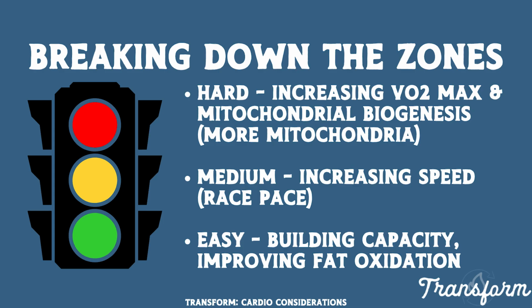So the reason we do all of these, especially we mostly do easy and hard, is because they have different adaptations that result from them. Increasing your VO2 max and mitochondrial biogenesis, more mitochondria, is something we get largely from hard, closer to VO2 max training, very intense, very short. Medium, you do get a lot of the other adaptations as well, but not in as short of a dose. And this is mostly where you increase speed. So if you're training for a marathon, half marathon, mile, you'll also be spending a lot of time in zone 3 and 4. And then easy, building capacity, improving fat oxidation.